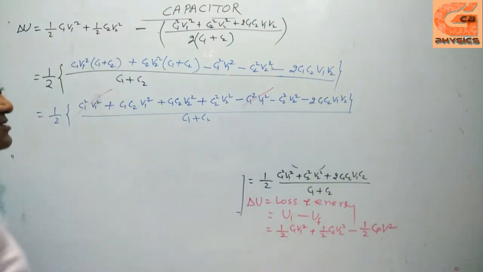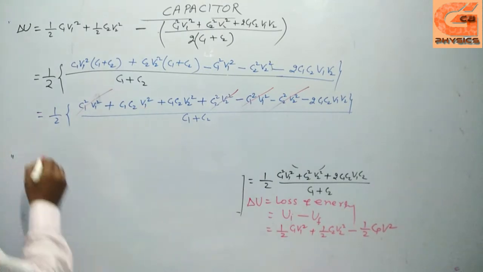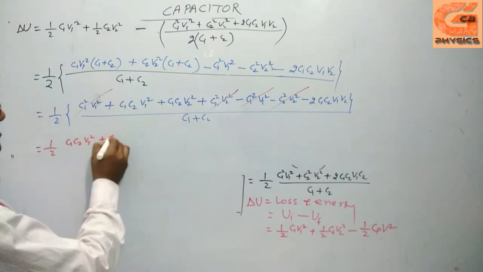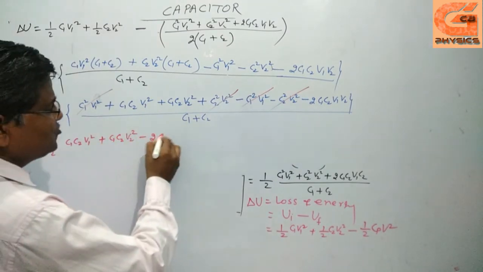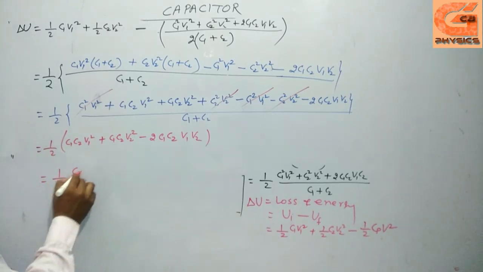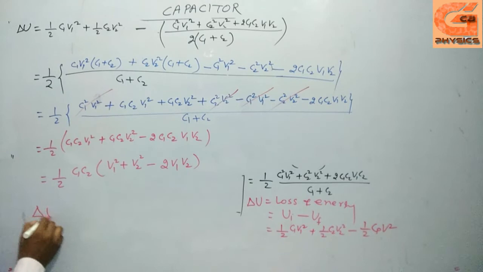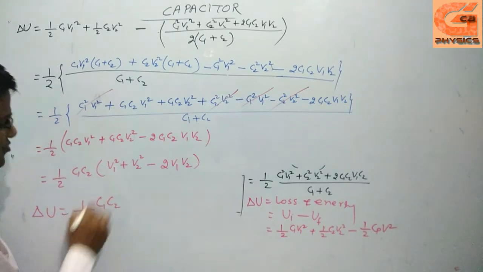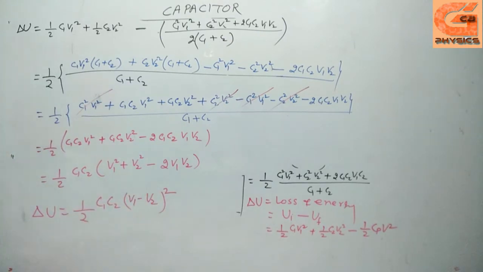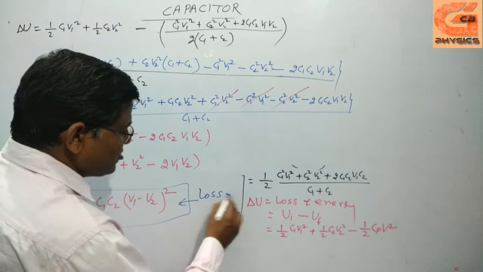This one is plus, this one is minus, cancel out. This one is minus, this one is plus, cancel out. And this is C1 C2 V1 square. The equation becomes 1 by 2 (C1 C2 V1 square plus C1 C2 V2 square minus 2 C1 C2 V1 V2). Okay? Then C1 C2 is common out: C1 C2 (V1 square plus V2 square minus 2 V1 V2). Then loss of energy is equal to 1 by 2 C1 C2, and this is (V1 minus V2) to the whole square. This is the loss of energy during the sharing of charges.